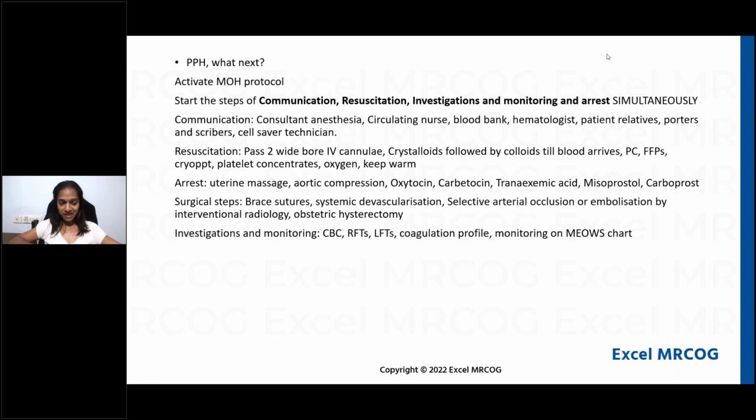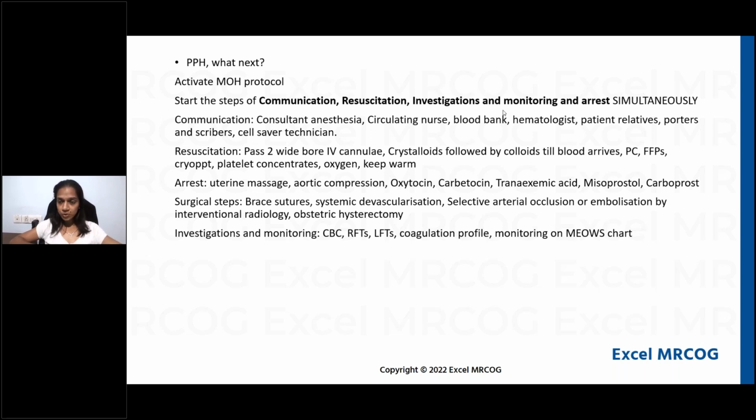That's important to say. And you would start the steps of communication, resuscitation, investigations, and monitoring and arrest all simultaneously. This is something that you can very well say in any obstetric emergency. The 4 steps have to be remembered and you have to say that you would start these 4 steps simultaneously. These are mentioned in the PPH guidelines, Green-top guidelines.